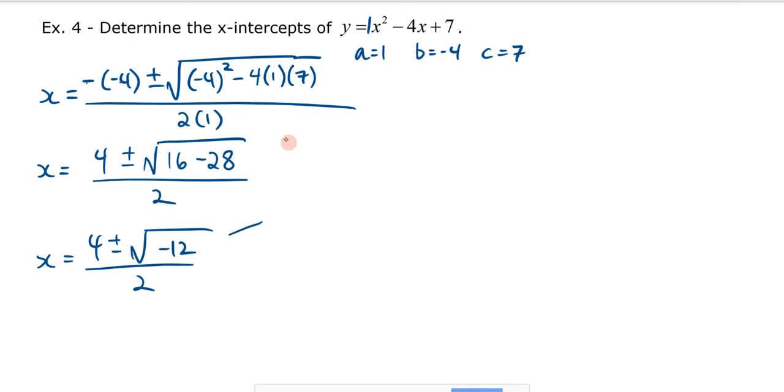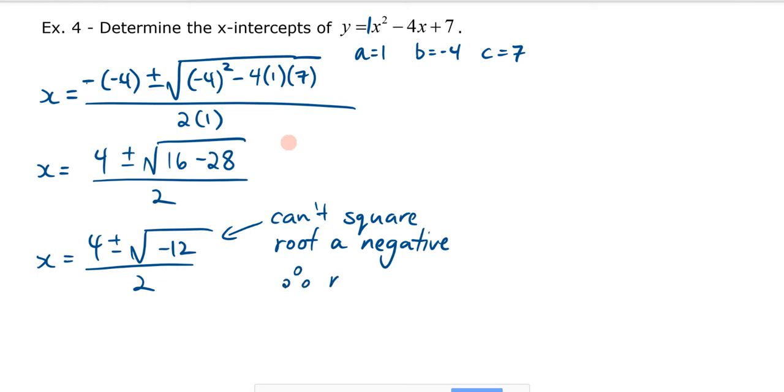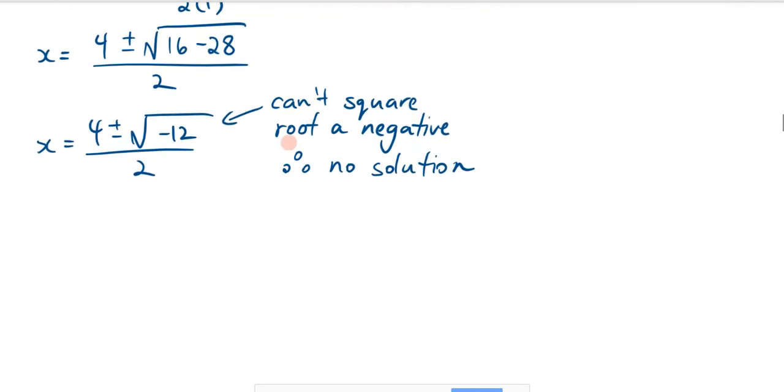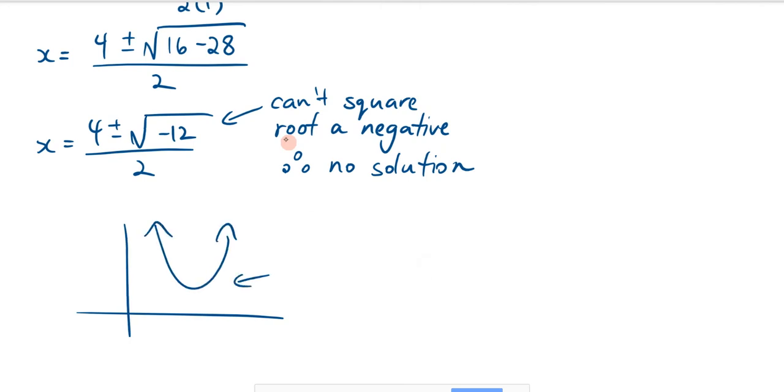You cannot square root a negative, okay? And so if you can't square root a negative, then you have no solutions. Therefore, no solution. It's not possible. Your parabola may look something like this, where it doesn't cross the x-axis. There are no solutions.